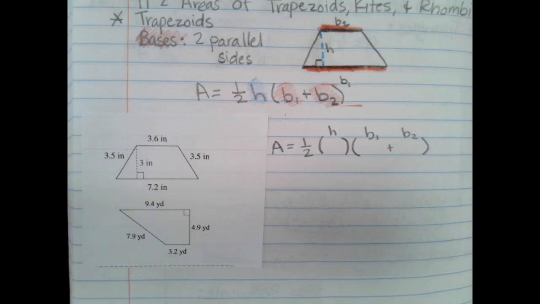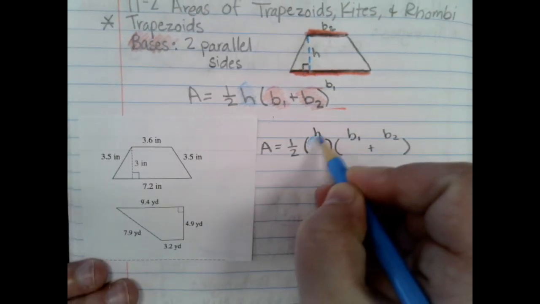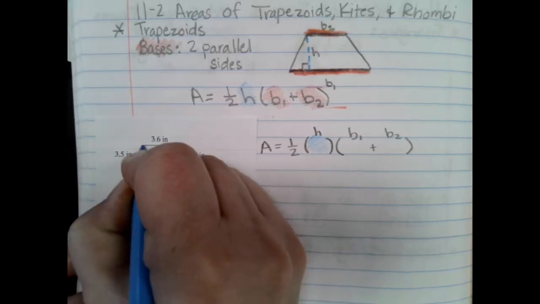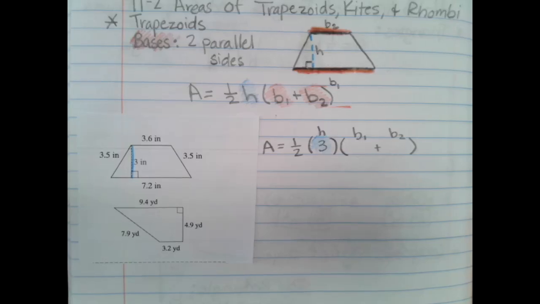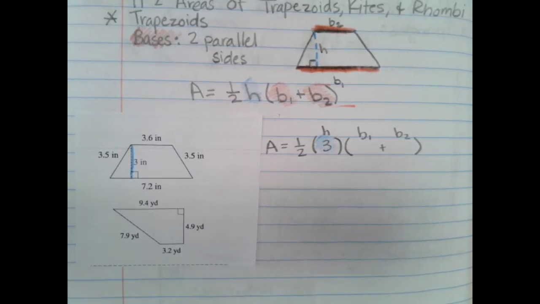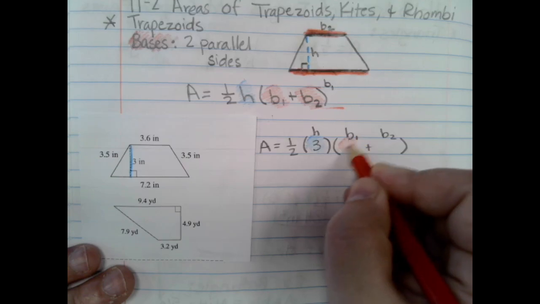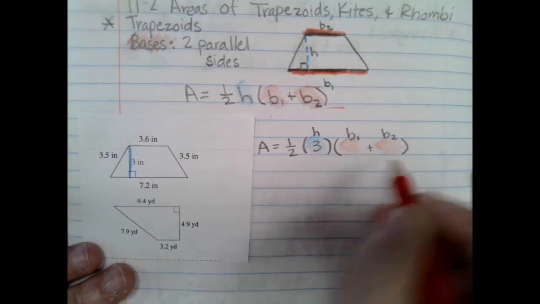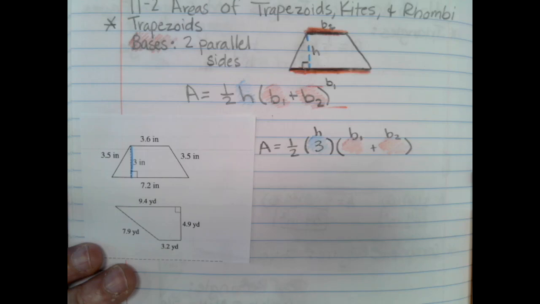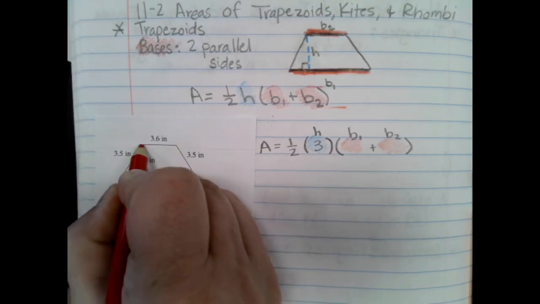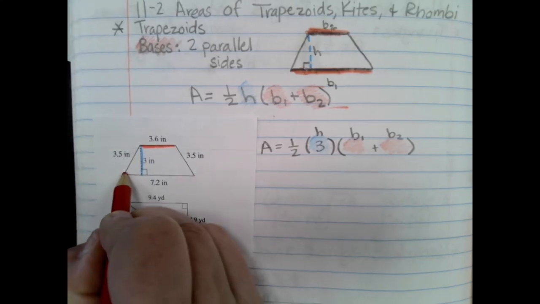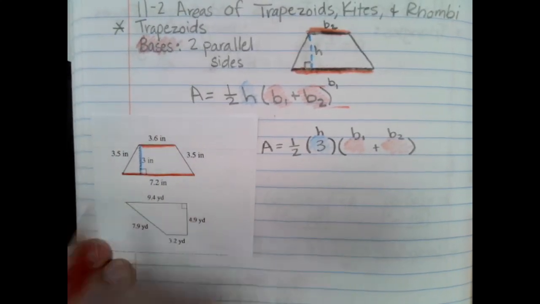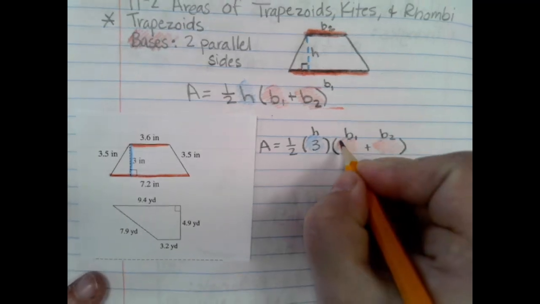All right, so in this problem here, what is my height going to be? Good, my height is 3. And then my B1 and B2. Doesn't matter which one is which. Which one do we want our B1 to be? 3.6. There's a decimal there. 3.6. And what do we want our base 2 to be? 7.2. If you had those flip-flopped, that's okay, because that part we're adding.